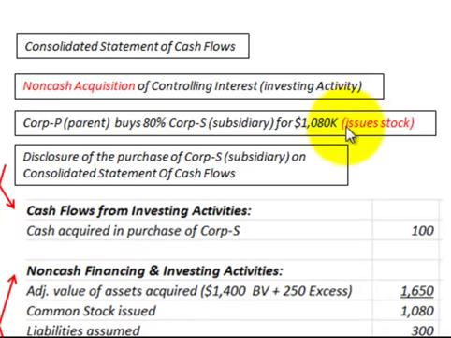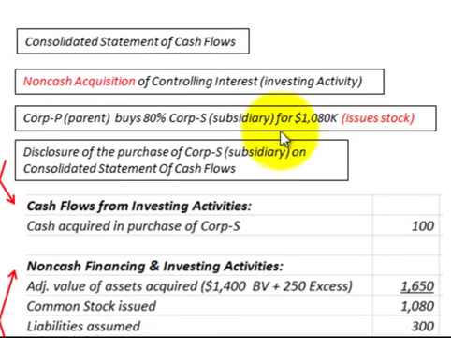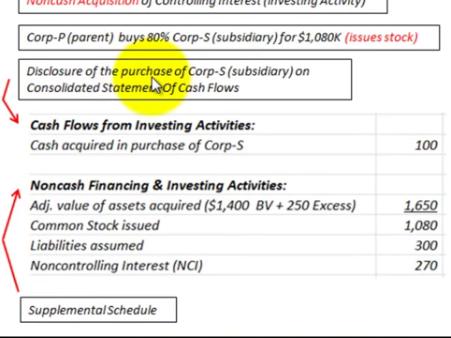What they're going to do is issue stock to Corporation S for their purchase of subcorporation S. So there are several things that we have to do. We have to make a disclosure of the purchase of subcorporation S on the consolidated statement of cash flows, and then we also have to have a supplemental schedule for the non-cash financing and investing activities involved in this acquisition. So we'll go into it briefly, on how we'd make our calculations for these disclosures and what would have to be disclosed.